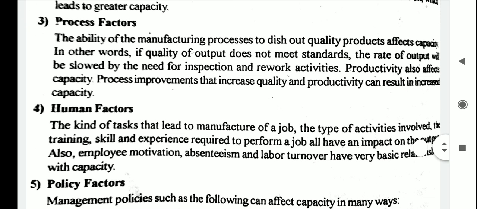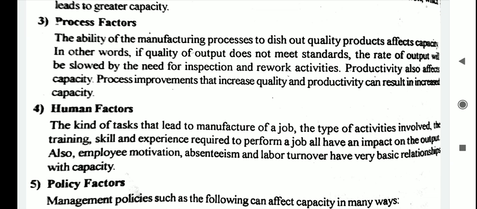Next we move on to human factors. Here the kind of task involved in a job, the type of activities involved, and the training, skill, and experience required to perform a job all have an impact on output. Also, employee motivation, absenteeism, and labor turnover have very basic relationships with the capacity.